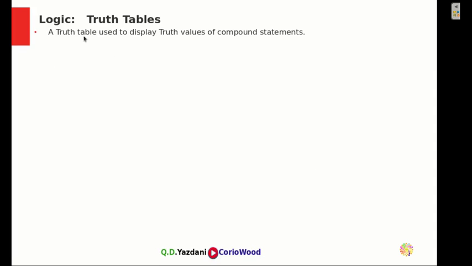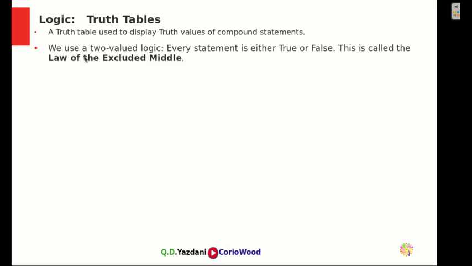We continue our discussion on truth table logic. Truth tables are used to display truth values of compound statements. We use a two-valued logic. Every statement is either true or false. This is called the law of excluded middle. The law of excluded middle states that every statement is either true, which is 1 in computer science, or false, which is 0. You can think of this as positive or negative.